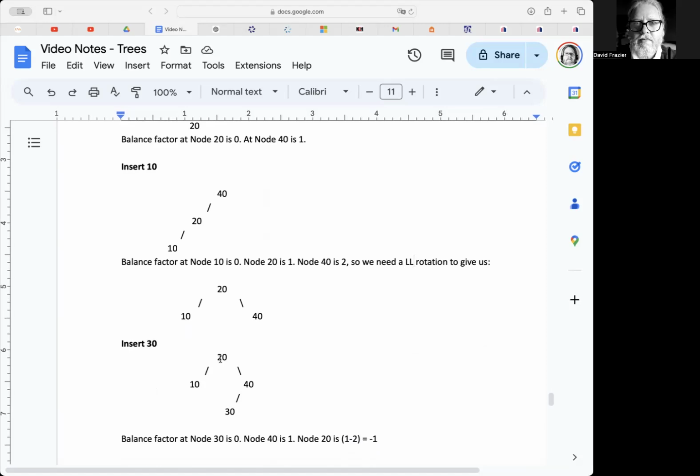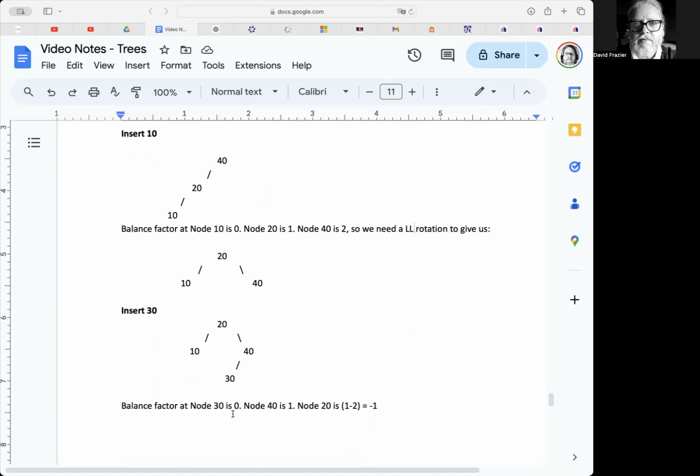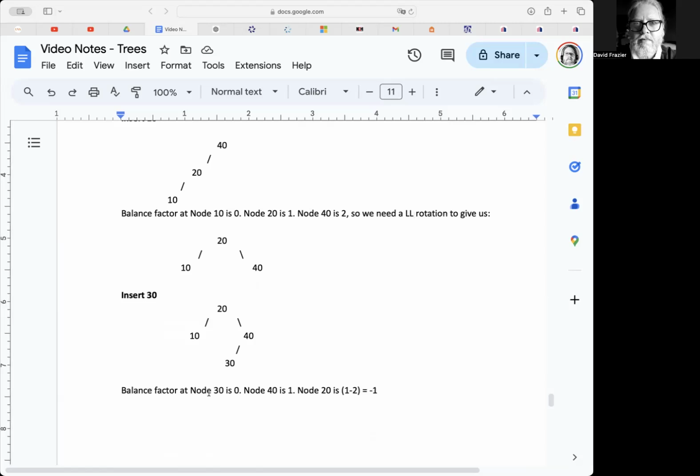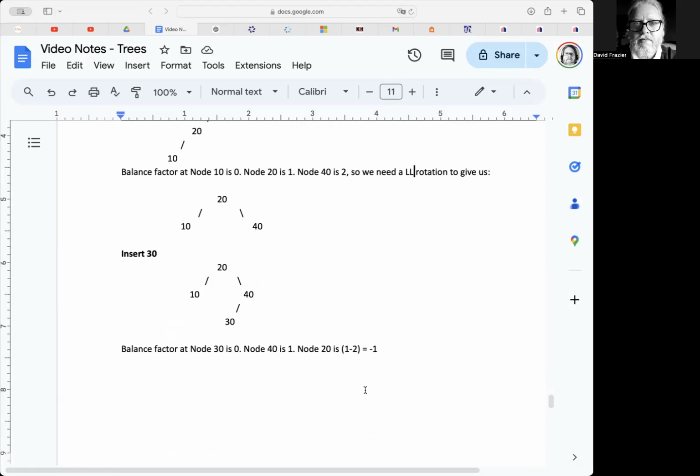We now go to insert a 30. So we're at 20, 30 is bigger. We go to the right to 40. Recursively, 40 is bigger, so we recursively go here, and we can place it here. The 30 goes there. So the balance factor at 30 is 0. It's a new node. At 40, it's going to be a 1, 1 minus 0, which is good. And at 20, it's left child height 1 minus 2. So 1 minus 2 is -1. We're still good.